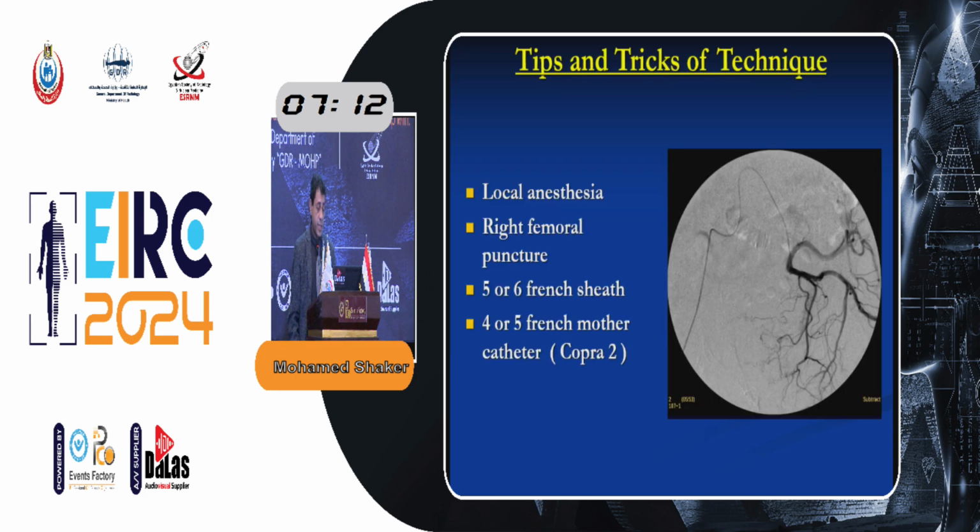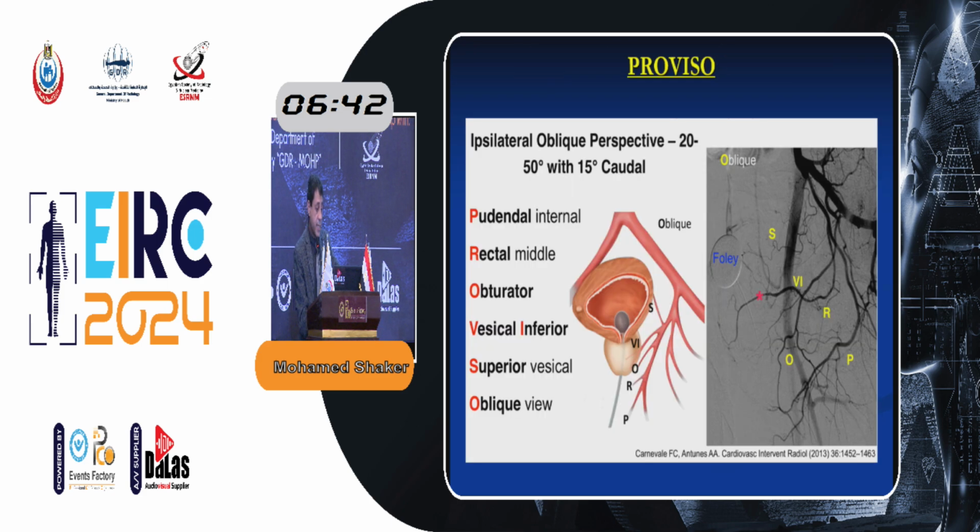Some tips and tricks about the technique. It is a transcatheter technique done under local anesthesia, transfemoral puncture. So we introduce our sheaths, 5 or 6 French sheaths, and then our mother catheter, 4 or 5 French mother catheter from the right side, and we do crossover starting by the left side first. And then we do superselective catheterization of the prostatic artery using a microcatheter, almost always required for catheterization of the prostatic artery. We never do this with the mother catheter. And the oblique view is very important to clarify the origin of the prostatic artery, and Carnevali et al.